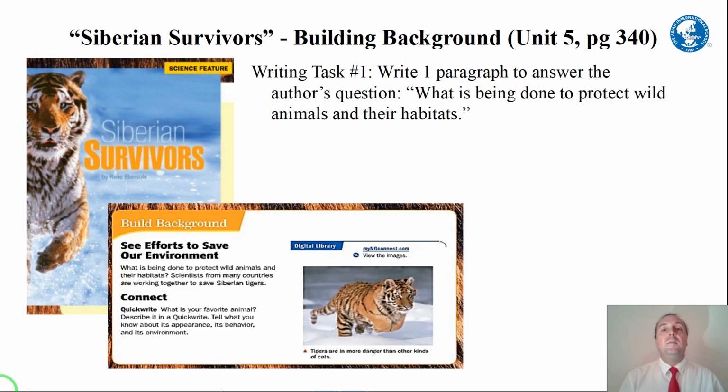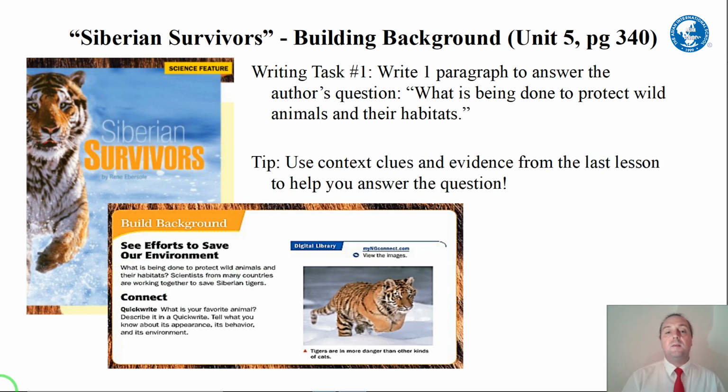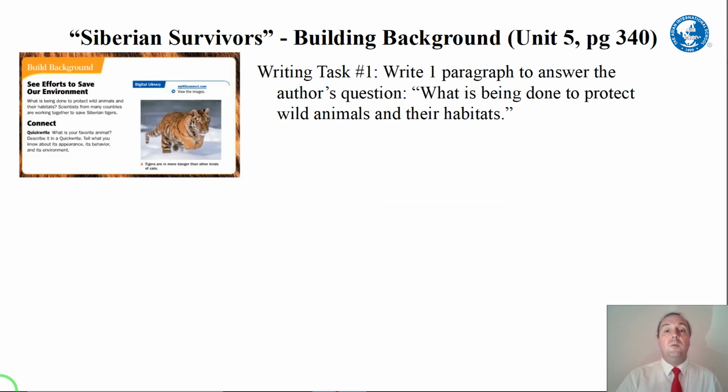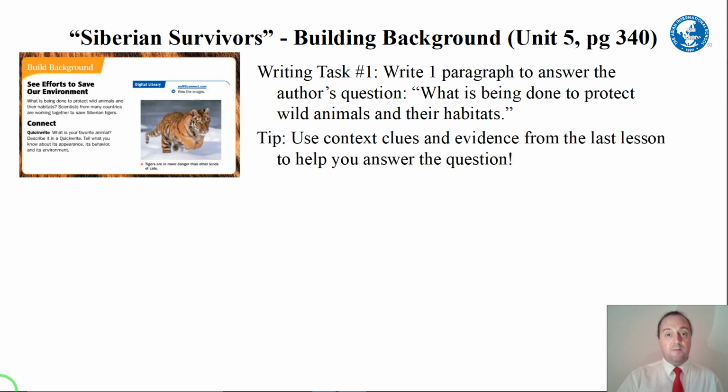Okay, next, writing task number one. Write one paragraph to answer the author's question. What is being done to protect wild animals and their habitats? Right here. So what is a possible answer to this, and how can we find the answer? Here's a tip. Use context clues and evidence from the last lesson about A Natural Balance to help you answer this question. So go ahead and pause the video for 5 minutes and write one paragraph to answer their question. What is being done to protect wild animals and their habitats?